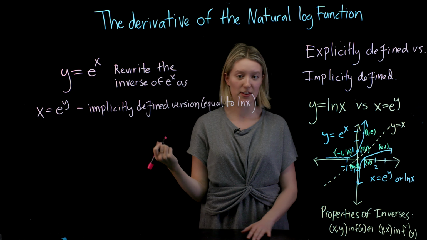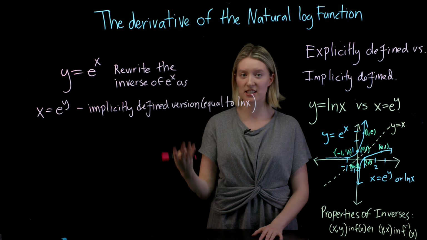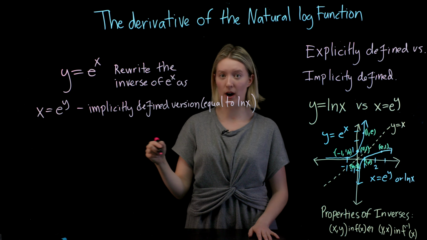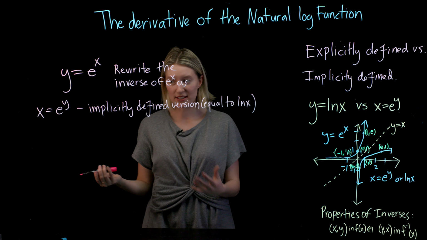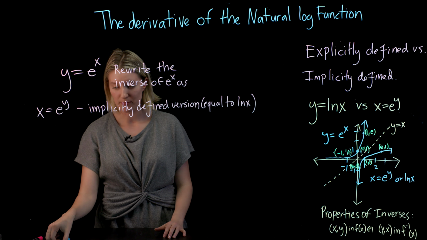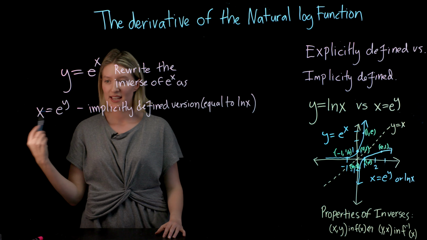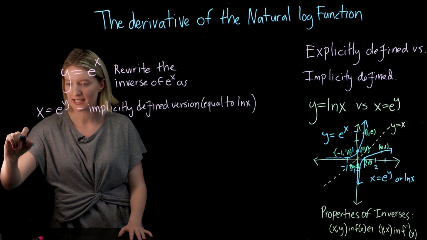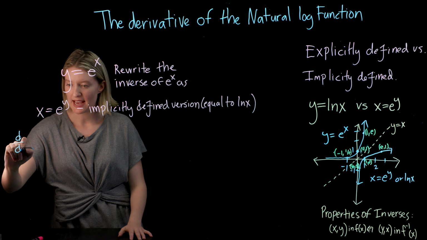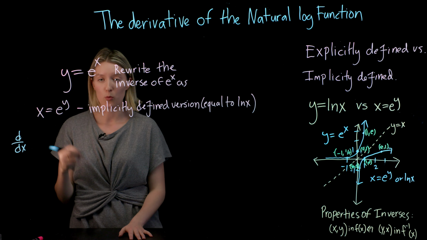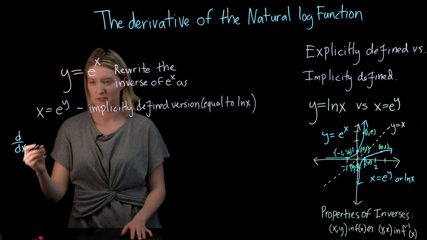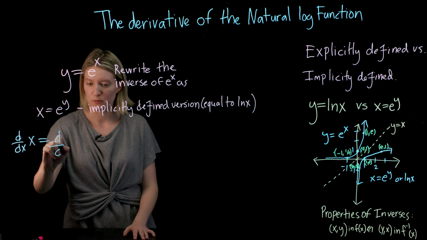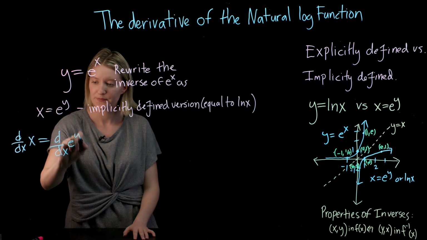My goal here is to find the derivative of the natural log of x. I'm just using a different version. It's an equivalent expression. I'm using x equals e to the y to find this derivative. The process for finding the derivative of x equals e to the y is the same process of implicit differentiation that we've used before. I'm going to start by taking the derivative with respect to x of both sides, because I'm assuming y is a function of x, even though it is implicitly defined. So I have the derivative with respect to x of x is equal to the derivative with respect to x of e to the y.